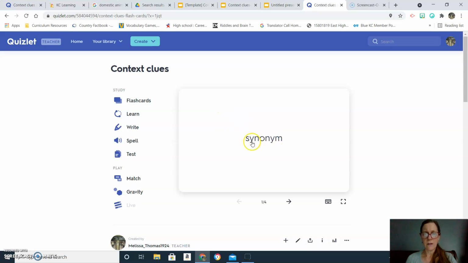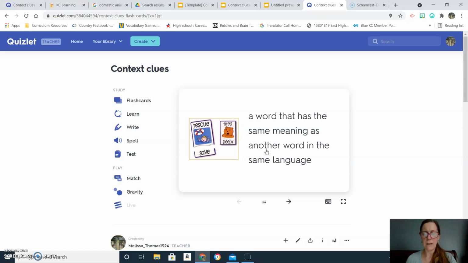Flashcards. So here's the word synonym. Click on this and it gives you the definition: a word that has the same meaning as another word in the same language. See, tired and sleepy, those are synonyms. Rescue and save, those are synonyms. Then you go to the next card.